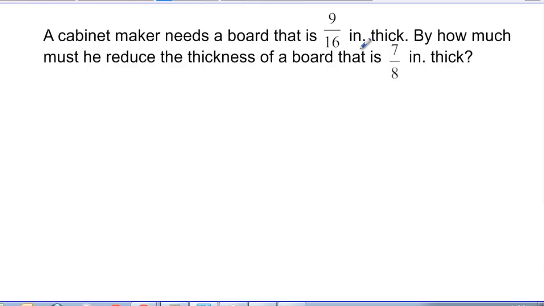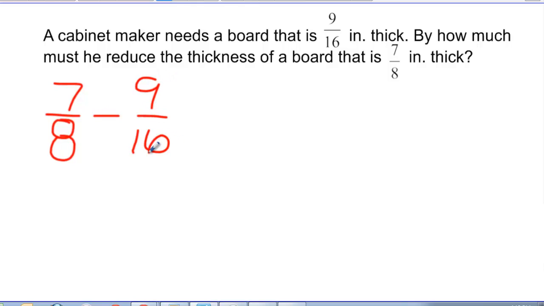And then we have one final problem here. A cabinet maker needs a board that is 9/16 inches thick. By how much must he reduce the thickness of a board that is 7/8 inches thick? So if I'm starting at 7/8 inches and I want to reduce it down to 9/16, how much am I having to take off of that board? So I need to subtract those two. I need to do 7/8 minus 9/16 to see how much I'm going to have to remove from that board.